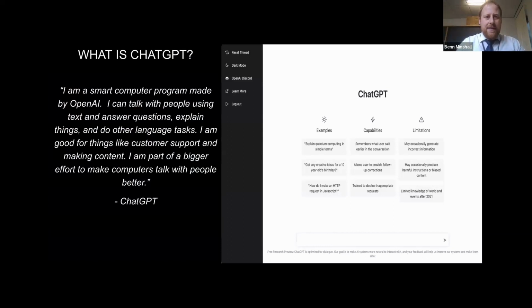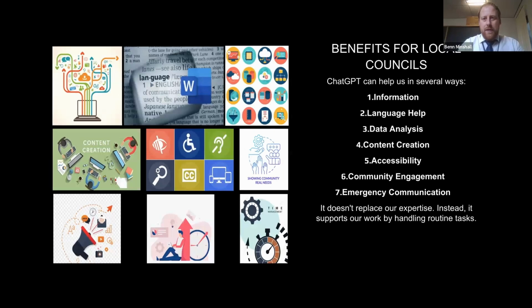So I thought the best way to tell you what it is was to ask ChatGPT what it is. And it told me that it's a smart computer program made by OpenAI, and its purpose is to make us talk better with computers. Technology has to work for us. This is a list of things it can help with. It's not an exhaustive list. It's certainly not everything that I may have found in a month.